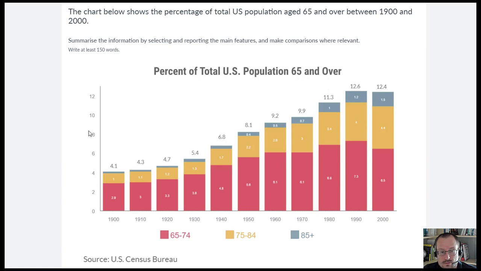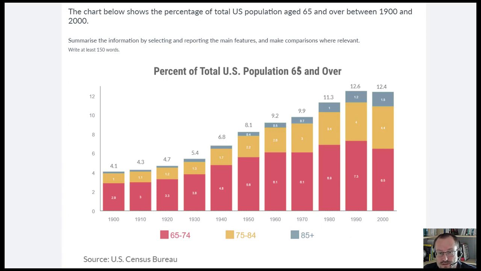So it went from 4.1 to 12.4% of the population. And if you take the difference, 12.4 minus 4.1, you've got 8.3 percentage point growth.